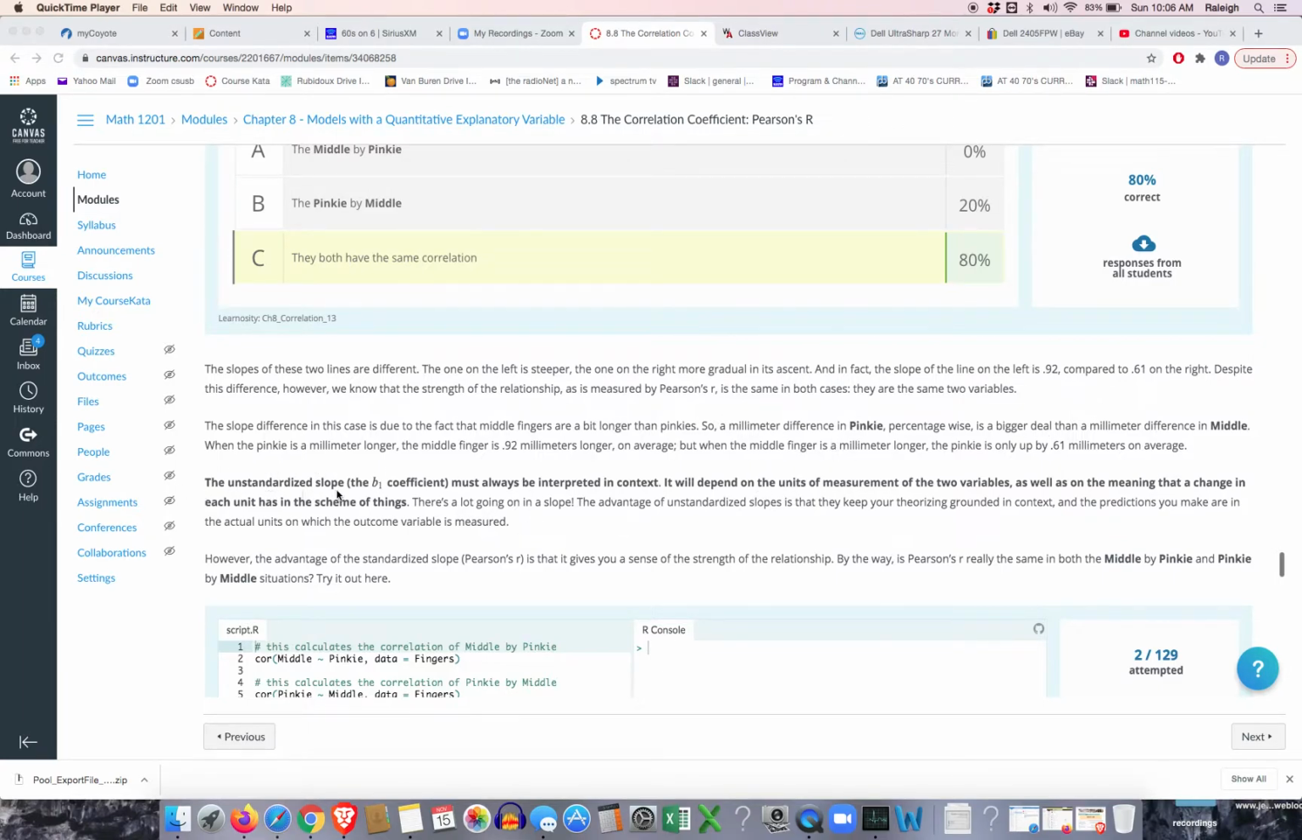Where we stopped last time was this unstandardized slope, the B1 coefficient. That's the slope, sometimes called M. It should always be interpreted in context, and it does depend on the units of measurement. So correlation does not depend on the units of measurement, but slope does. They're kind of tying them very closely together here, more than I probably would. Anyway, there's a lot going on in a slope, that's true. We're just trying to do correlation now.